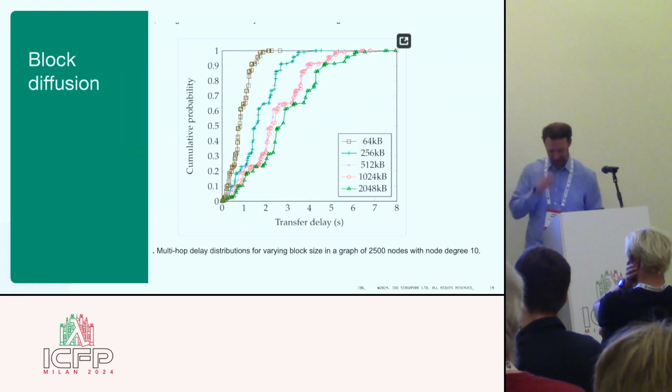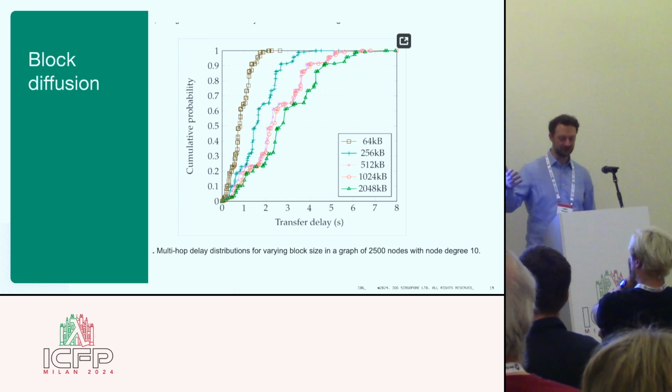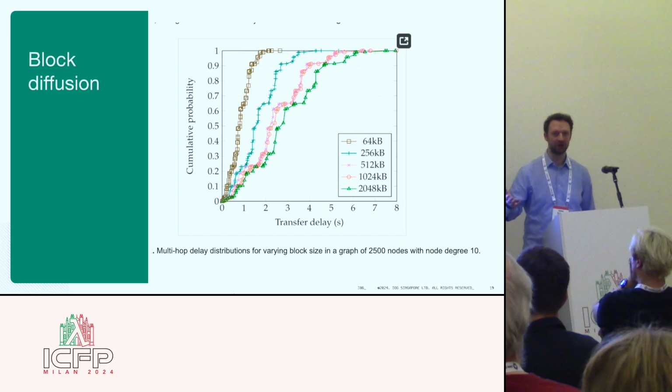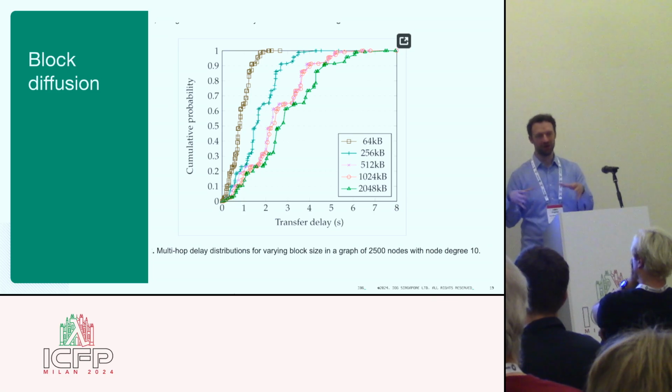And here's an example of this. So what we want to achieve is that all of the nodes in the network get the next block in 5 seconds with 95% probability. And then you can think about, well, how big can we make the blocks? Or if we wanted the block to be a certain size, how fast does the network need to be?